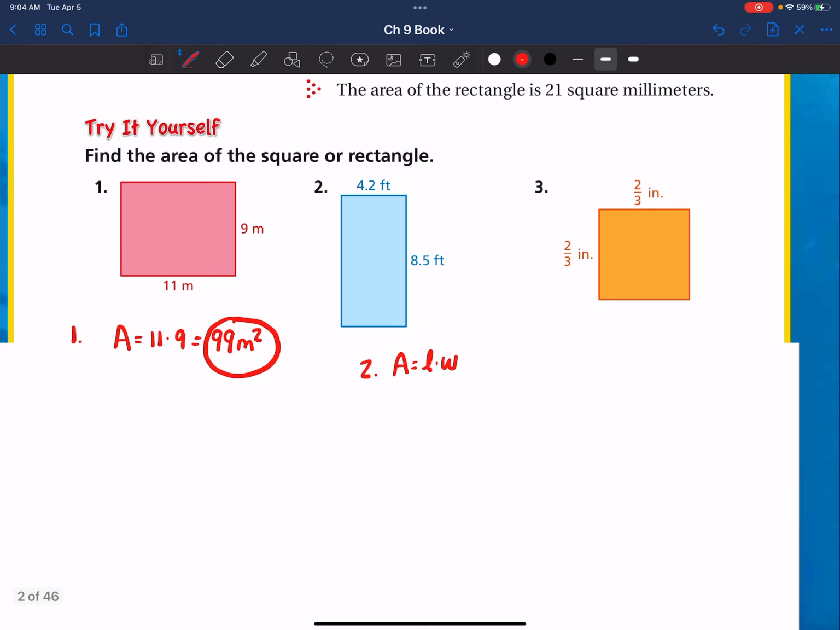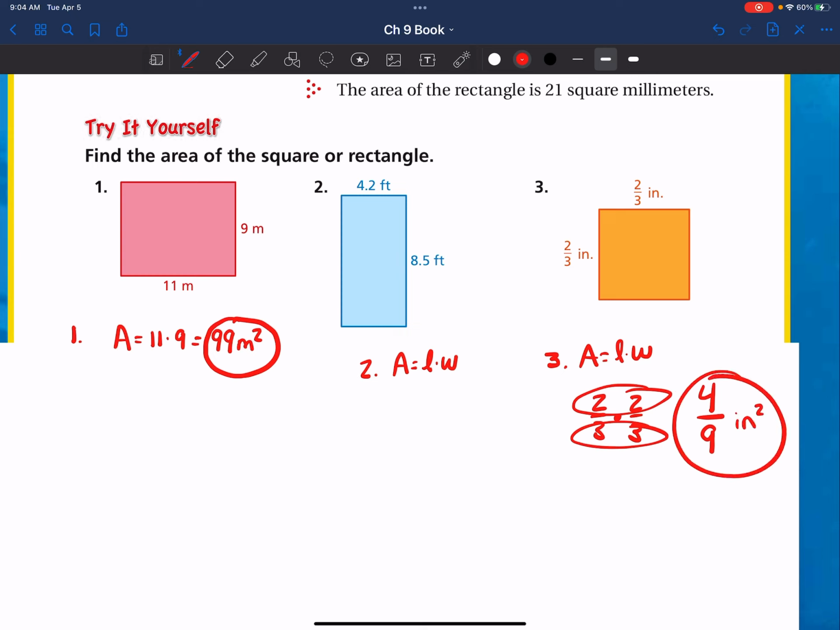Number 3. Area equals the length times the width or base times the height. It's a square, so each side is 2/3, 2/3. It's just going to be 2/3 times 2/3. Quick little review. When you multiply fractions, you just multiply the tops with the tops, the bottoms with the bottoms. 2 times 2 is 4. 3 times 3 is 9. Before you say that's your answer, you ask, can I reduce that? There is nothing I can take out of a 4 and a 9, so I'm going to just say my answer is 4/9 inches squared. Okay.